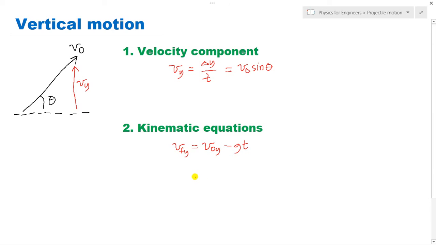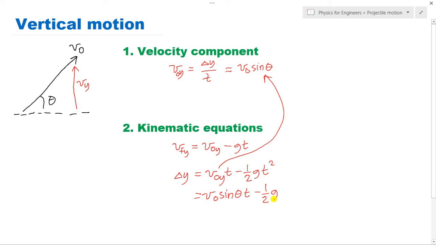How about our second kinematic equation? So we have delta y. Recall pa to ha, sa free fall to. Kasi vertical motion, delta y is equals to V0y times the time minus 1/2 g t squared. Then recall class, we all know that V0y is equals to V0 sin theta. So i-plug mo V0 sin theta times time minus 1/2 g t squared. So this is the first and the second kinematic equation.